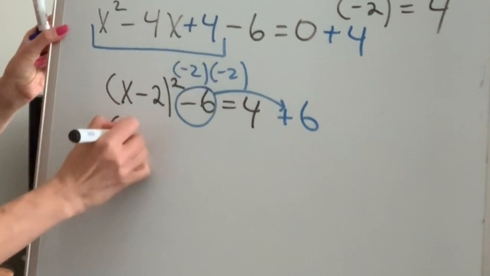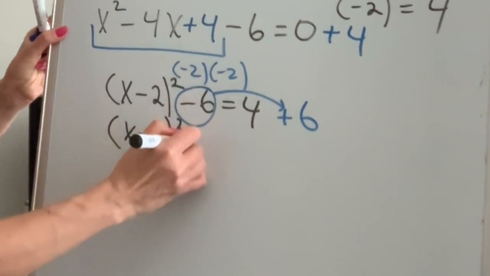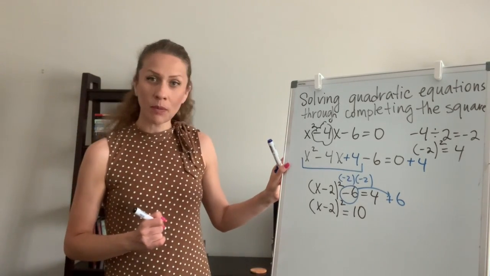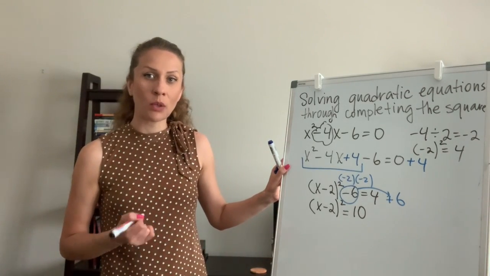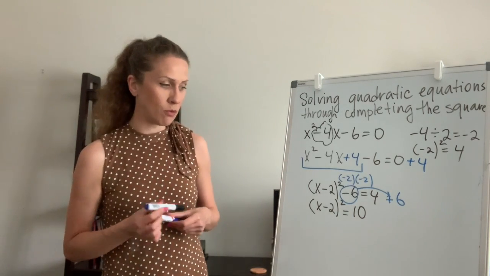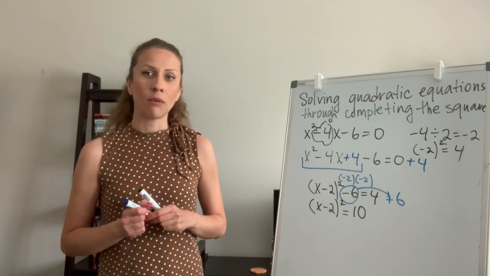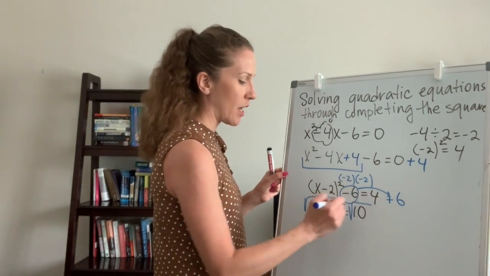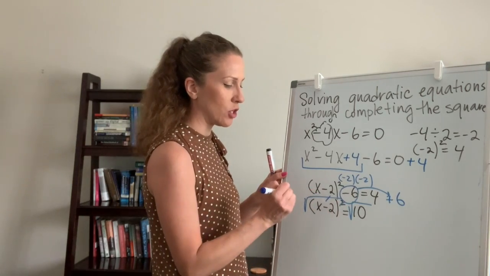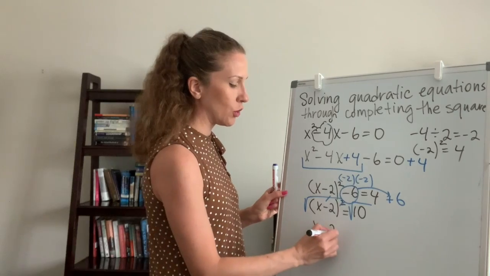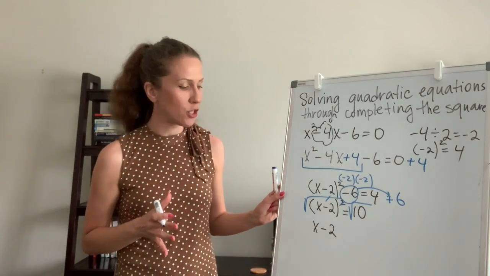You get (x - 2)^2 = 10. At this point, we are ready to square root each side with the purpose of removing the power of 2. To remove the power of 2, we need to square root each side. So I'm going to square root the left side and square root the right side. The square root and square cancel each other out. This is now x - 2 without any other things attached to it.